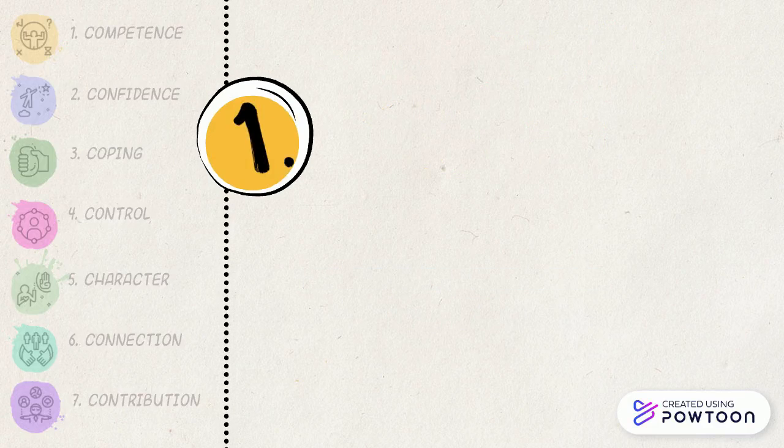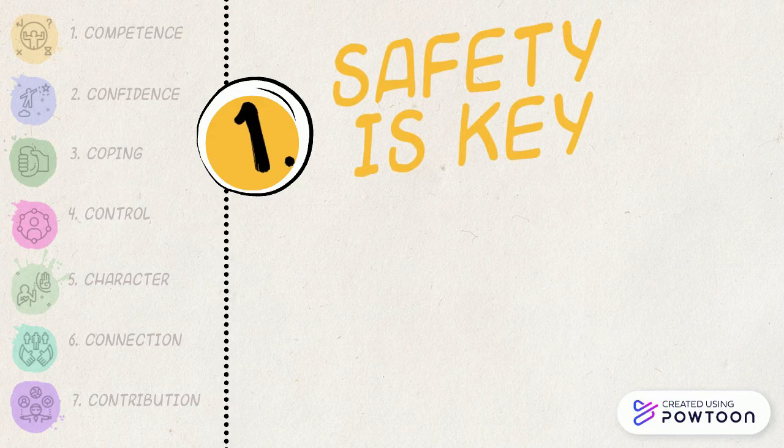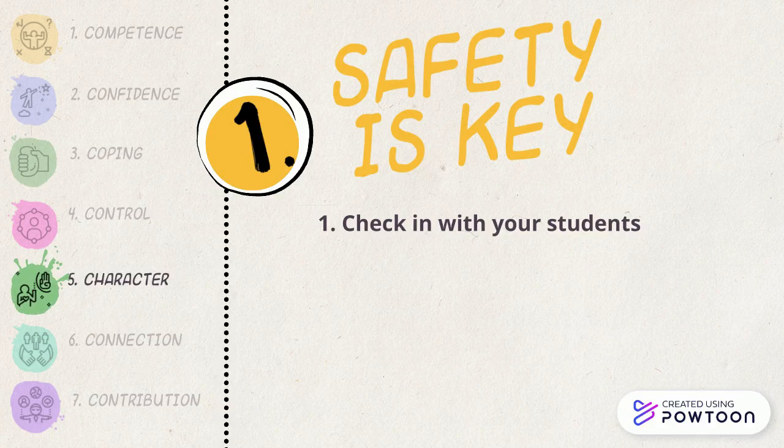Emotional safety is key. Always keep in mind that when learning is the goal, emotional safety is a necessary condition. Check in with your students and ask them if everything is going fine. This simple question could spark a dialogue and provide necessary information to meet your learners' needs.